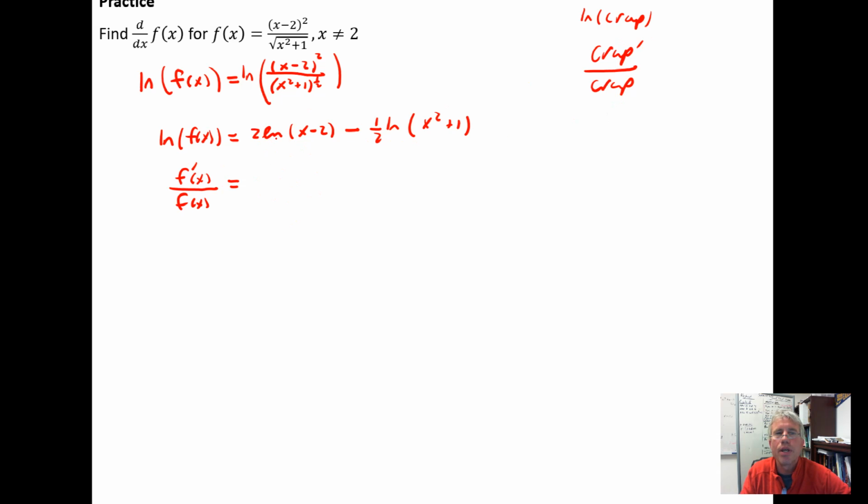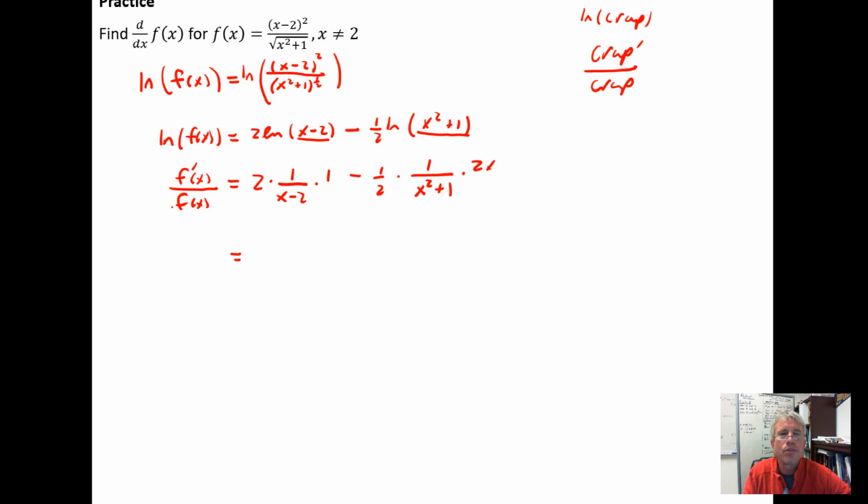And now I can walk through and take the derivative of the right-hand side, which is going to be 2 times the derivative of the natural log of x minus 2, which is just going to be 1 over x minus 2 times the derivative of x minus 2, which is just 1, minus 1/2 times the derivative of the natural log of x squared plus 1, which is going to be 1 over that crap. So 1 over x squared plus 1 times the derivative of the crap. So the derivative of x squared plus 1 is 2x. And now I can start to simplify.